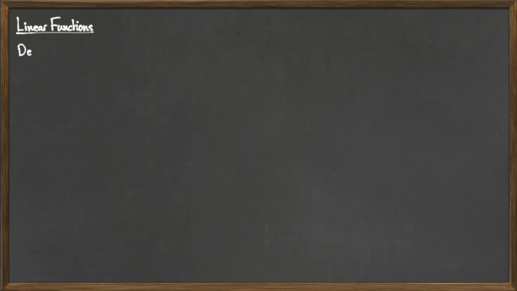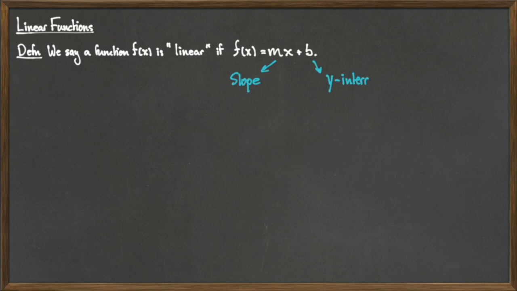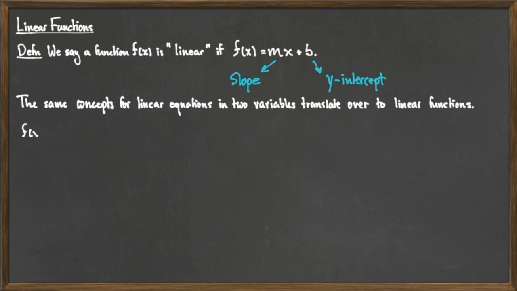Now let's talk about linear functions. We just finished our discussion about linear equations in two variables, and we talked about slope and y-intercept, and thankfully linear functions pretty much follow all the same rules, so there's not going to be too much new material in regards to this particular topic. I can express a linear function as f of x equals mx plus b, where m still represents the slope of that function, and b represents the y-intercept.